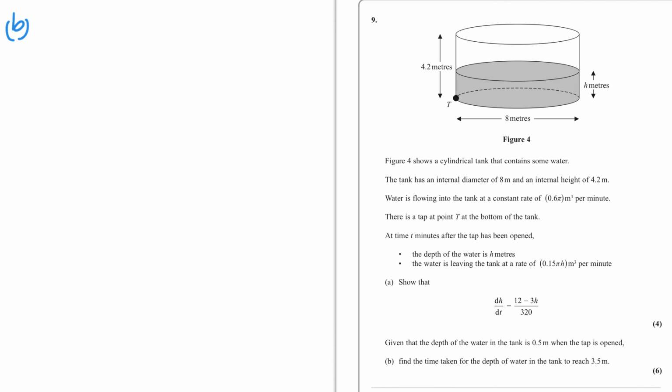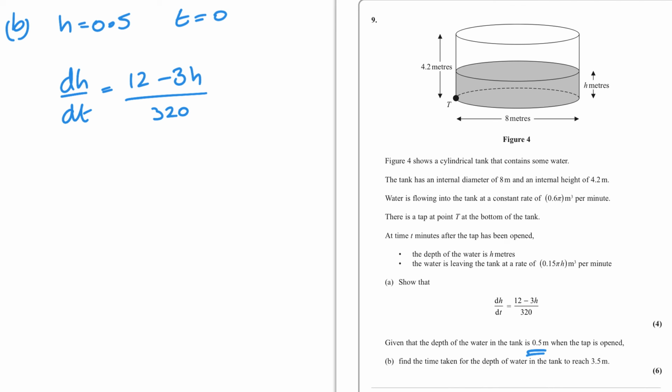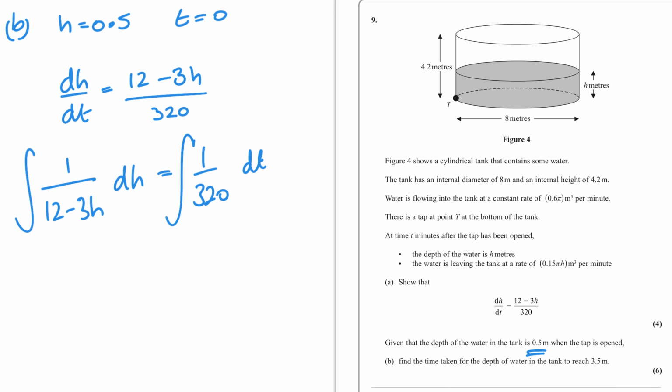So the depth is 0.5 when the tap opens, so we know that h is 0.5 meters when time equals 0. That's going to help us. And now dh by dt we know is 12 minus 3h over 320. Now let's rearrange. So we get 1 over 12 minus 3h dh on the left, 1 over 320 dt on the right. And then I will integrate.